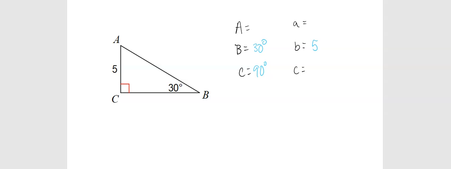Okay, so let's find my missing angle. So 90 plus 30 is 120. So I need 60 more in order to get to 180. Okay, automatically your flag should go up and see, hey, 30, 60, 90. This is a special right triangle.